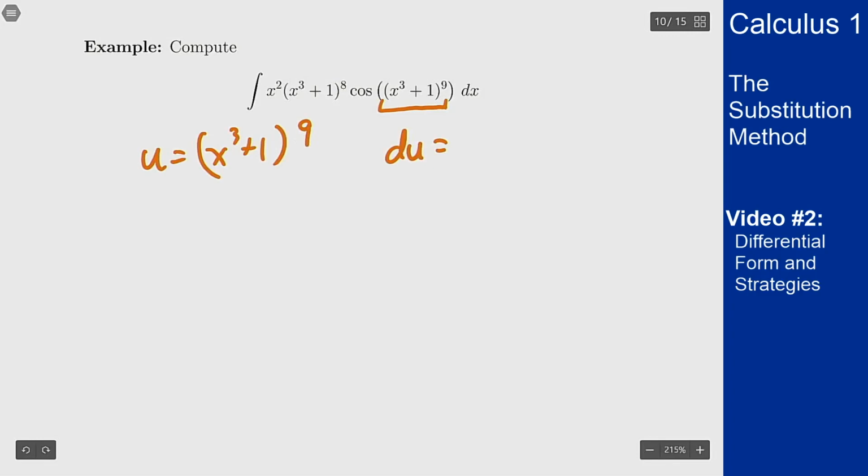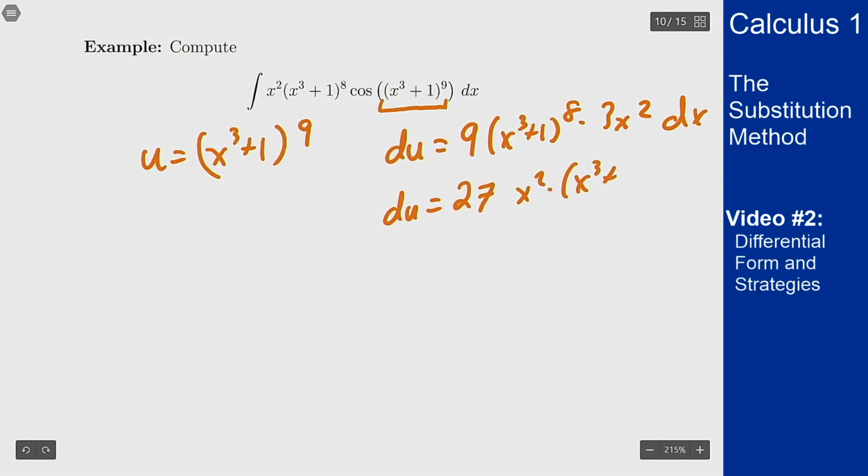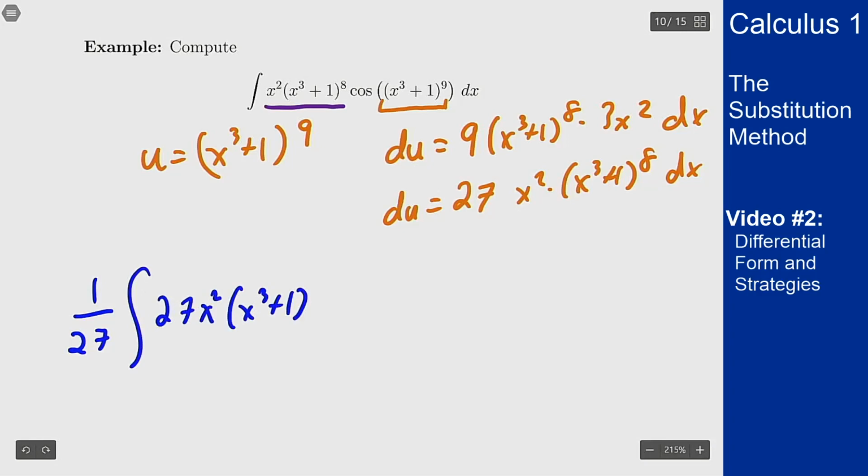Then my du becomes a 9 x cubed plus 1 to the 8th times a 3x squared dx by the chain rule. Thankfully, I almost see that out front, since this is a 27 times x squared times x cubed plus 1 to the 8th dx. Here is my x cubed plus 1 to the 8th times x squared, I'm missing the 27. So when I plug that in, I will get a 1 over 27 integral of 27 x squared x cubed plus 1 to the 8th cosine of x cubed plus 1 to the 9th dx.